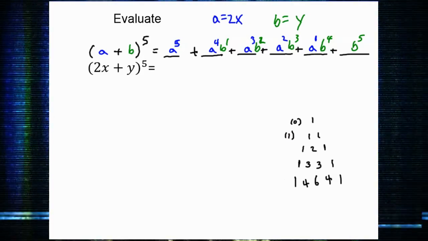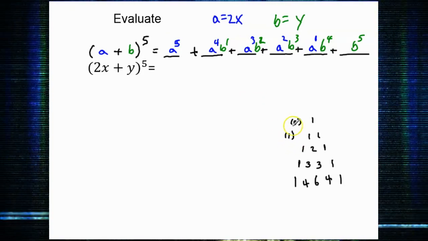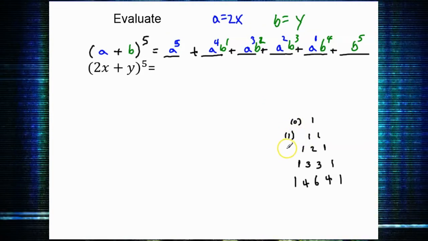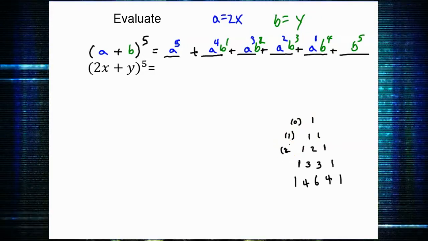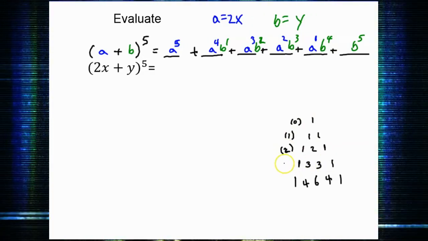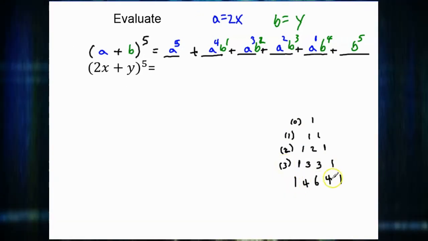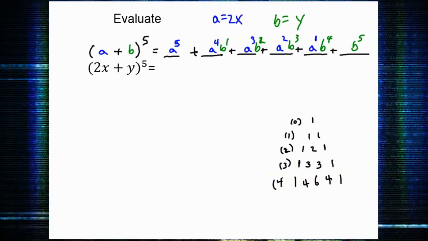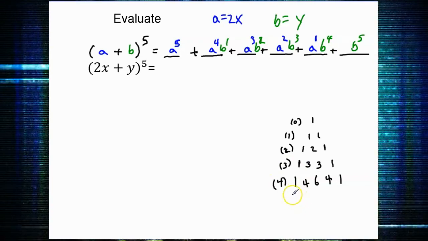And it should have been 0, 1. I promise you, I can count. 2. This row here is 3. Next row is 4. So what we need is the 5th row now.